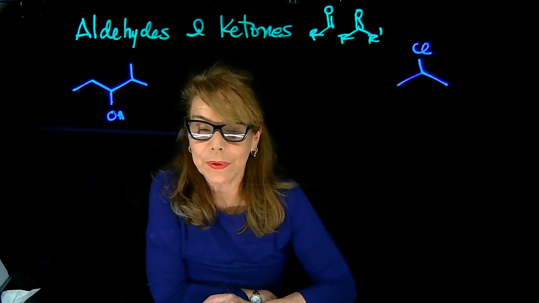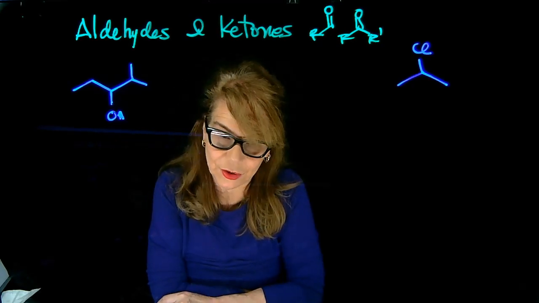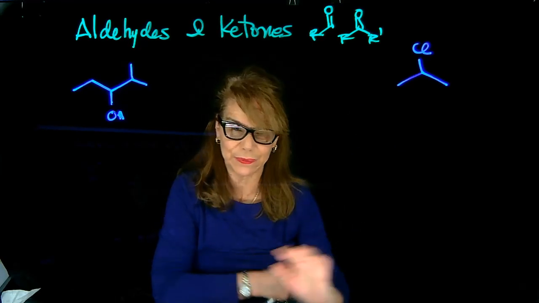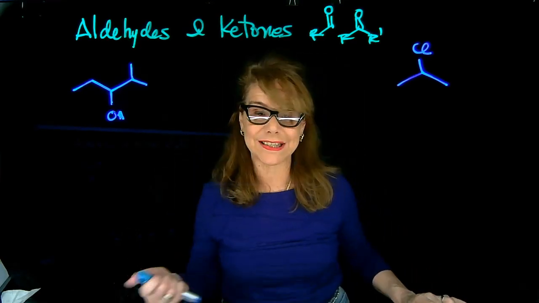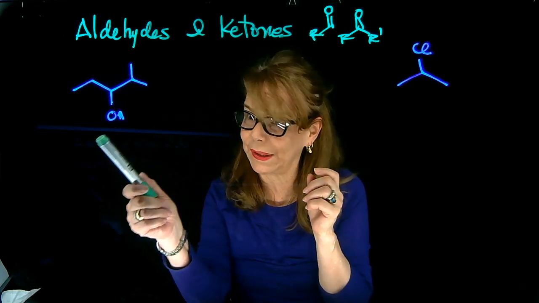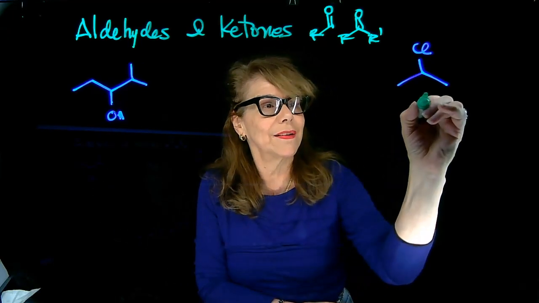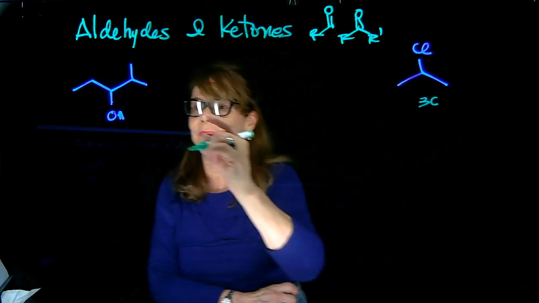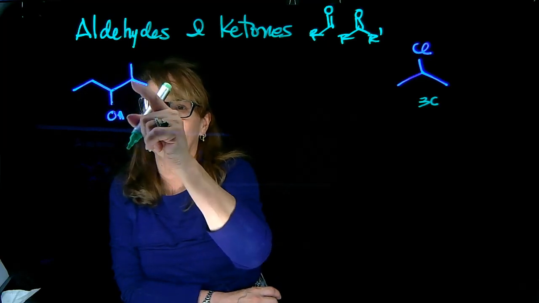In this problem, we want to synthesize this alcohol from this molecule. So the first thing that I'm going to be analyzing is how many carbons I have in the starting molecule and how many carbons I have in the target. So here I have 3 carbons, and here I have 1, 2, 3, 4, 5, 6.